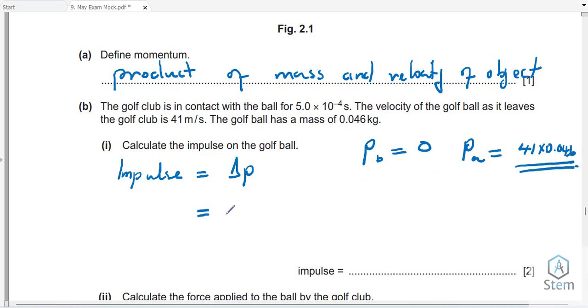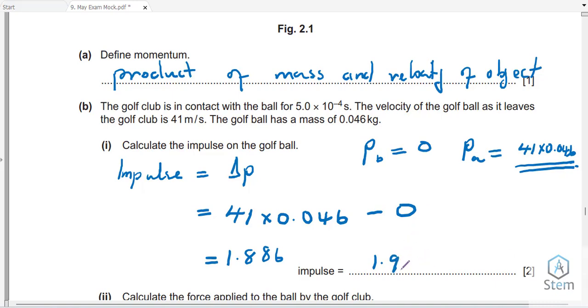So what is the equation of impulse? Momentum after minus momentum before. We are going to say 41 times 0.046 minus 0. And let's see what we get. We get 1.886 Newton seconds. Let's just round it off to 1.9. 1.9 Newton seconds or kg meters per second, whichever you choose.